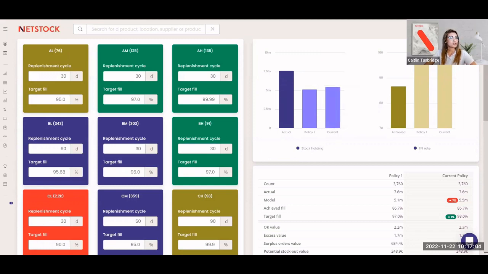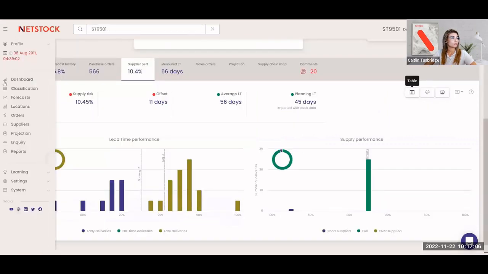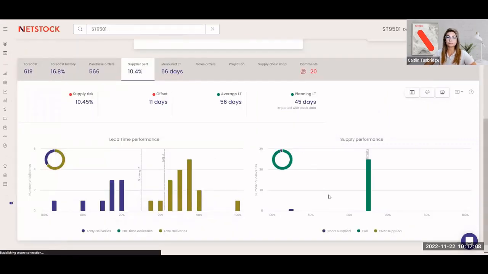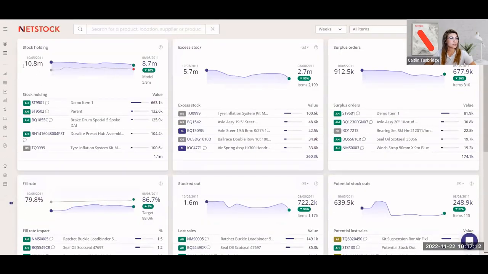So the dashboard then shows us our progression towards that model. So let's open up the dashboard. It tells us where we started, which in this case was $10.8 million worth of stock. We can see that we're trending down towards that model of 5.9. But currently we still have $8.7 million worth of stock in the warehouse.